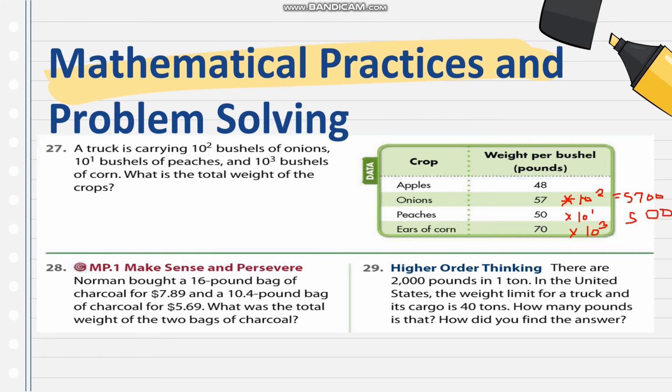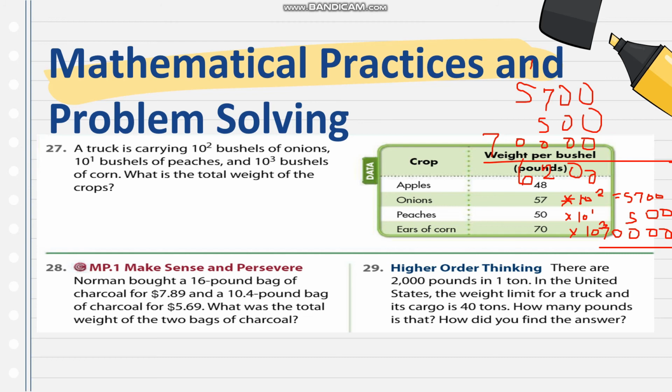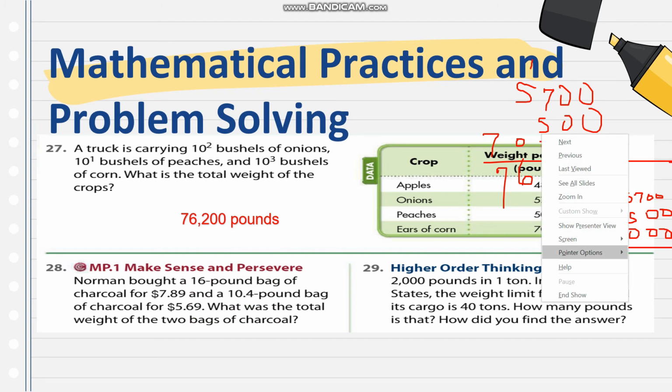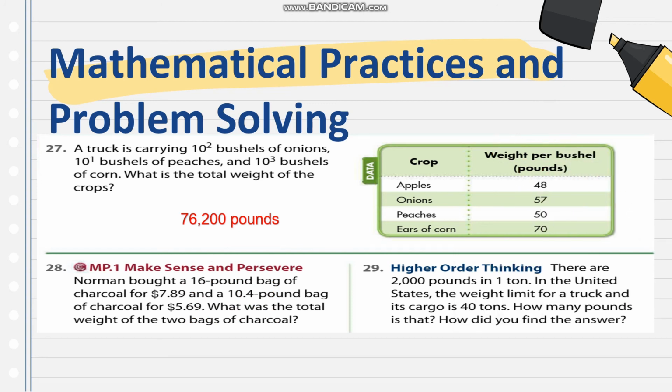Then 70 multiplied by 10 cubed, cubed means 3 zeros, so we're going to add 3 zeros to 70. Then after that, we're going to add. So 5,700, then 500, then 70,000, then add: 0, 0, 12, regroup 1, 6, then 7. So the answer is 76,200.